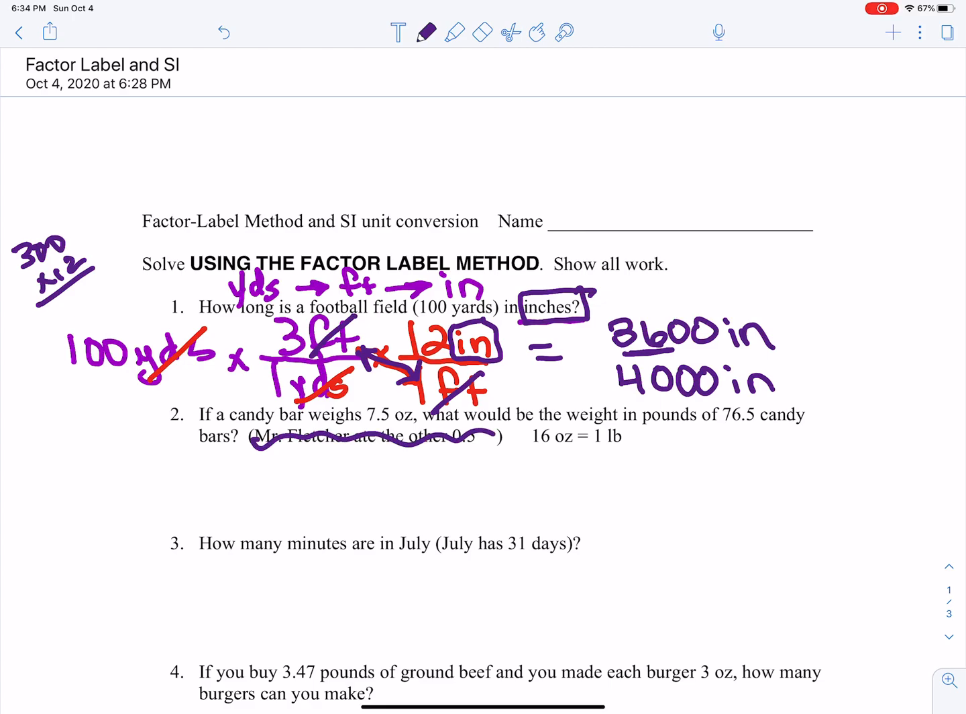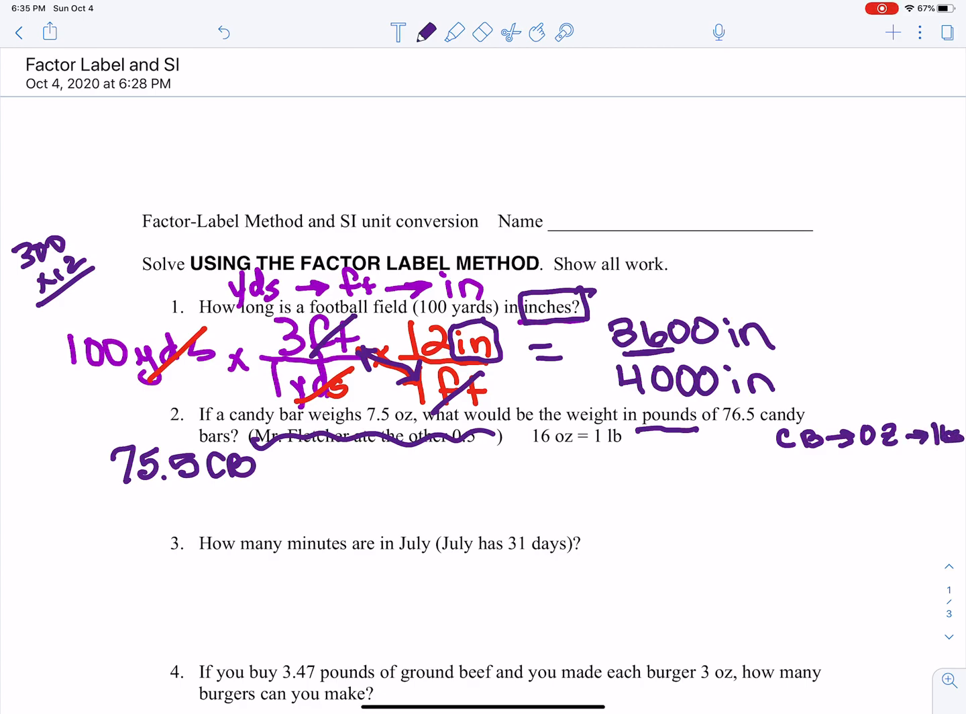I like to come up with my conversion factors by reading the problem, because sometimes the problem has it for you. But let's figure out what we're given here. So we have 76.5 candy bars, and I'm going to put CB for candy bars. And I need to go from candy bars to pounds. So I need to go from candy bars to ounces to pounds.